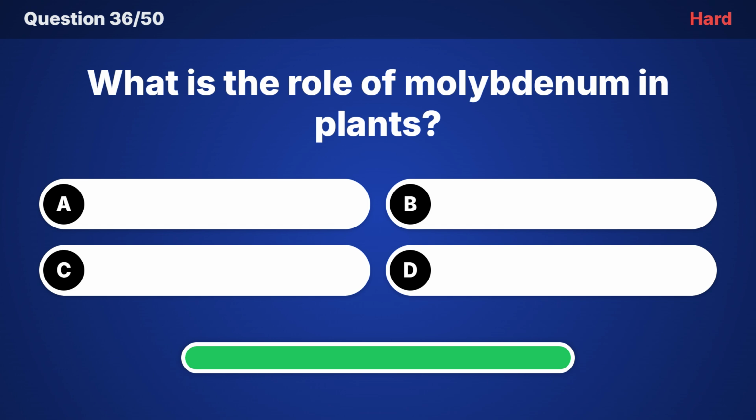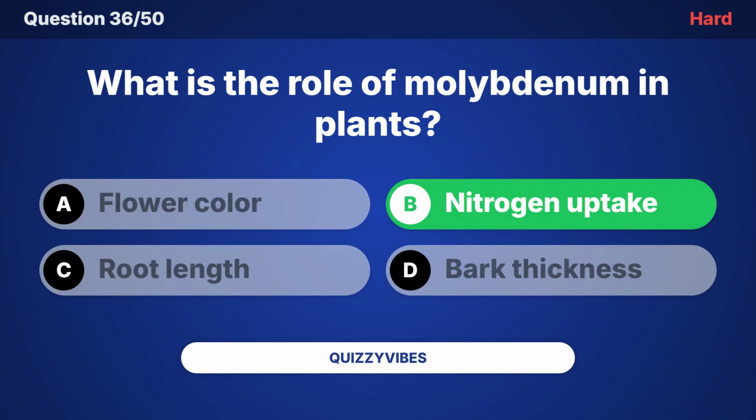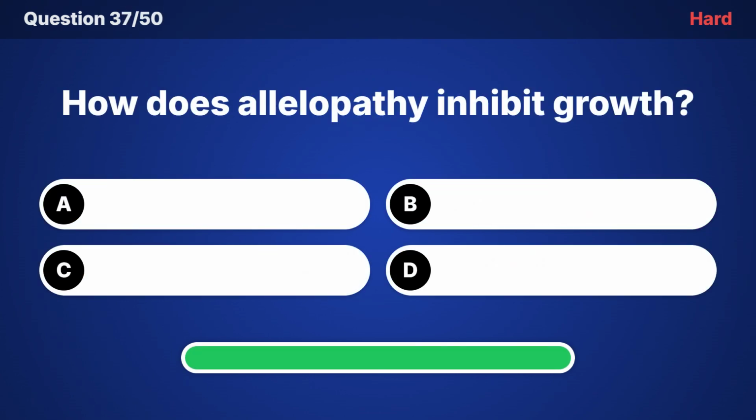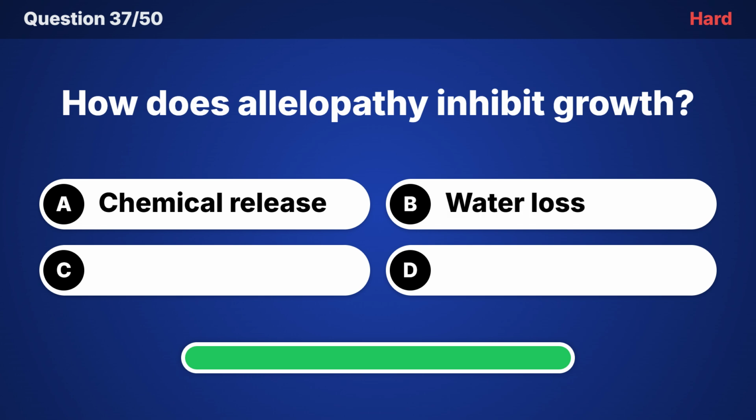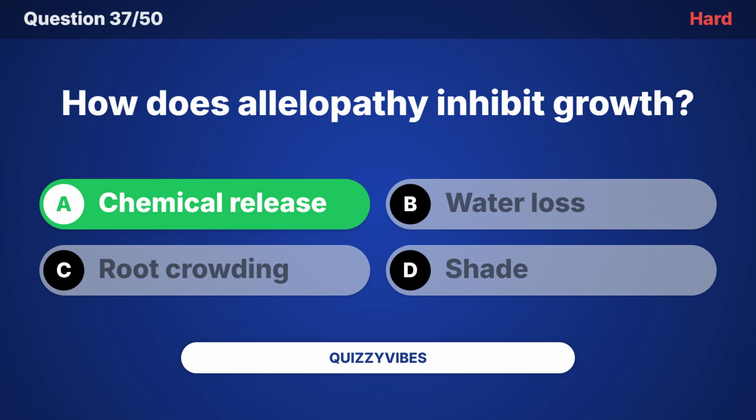What is the role of molybdenum in plants? The answer is nitrogen uptake. How does allelopathy inhibit growth? The correct choice is chemical release.